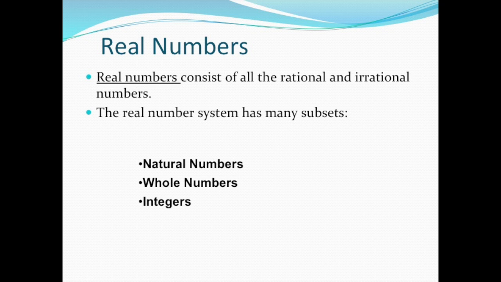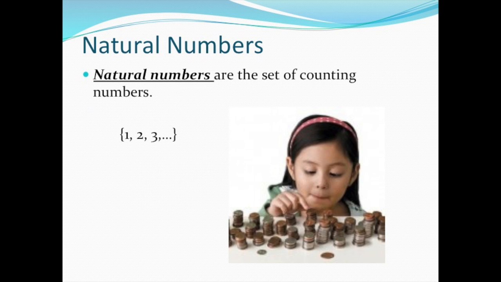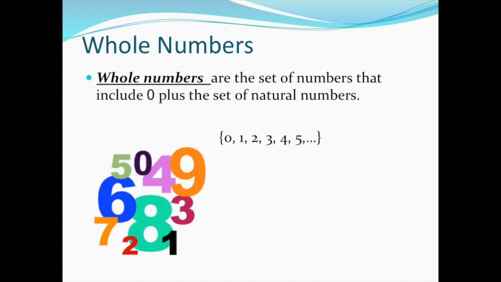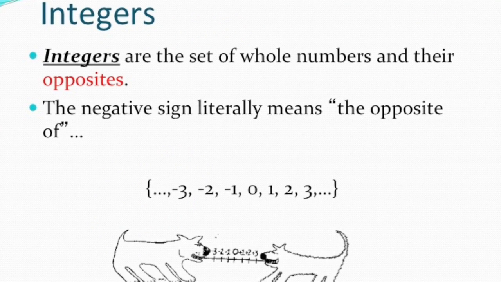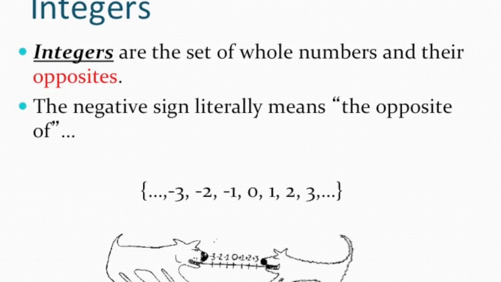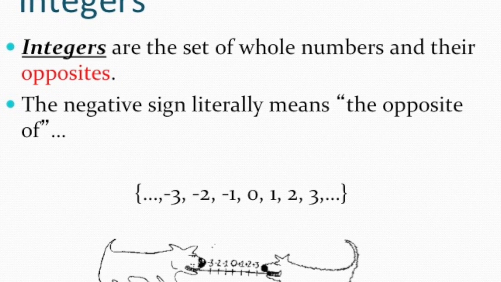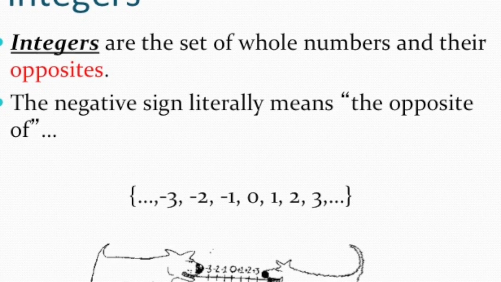The real number system has many subsets: natural numbers, whole numbers, and integers. Natural numbers are the set of counting numbers, 1, 2, 3, 4, 5, 6, and so on. Whole numbers are the set of numbers that includes 0 plus the set of natural numbers. So you're counting numbers, you're just going to add 0. Integers are the set of whole numbers and their opposites. The negative sign literally means the opposite. So the opposite of 3 would be negative 3.